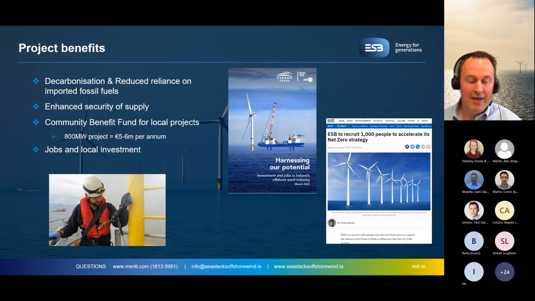So the Carbon Trust prepared a report in March 2020. At that stage, Ireland was looking at a 3.5 gigawatt target by 2030. That's now 5 gigawatts. But at 3.5 gigawatts, the expectation was that there would be 2,500 local jobs in planning, development, and construction, and another 700 long-term jobs during the operational life.